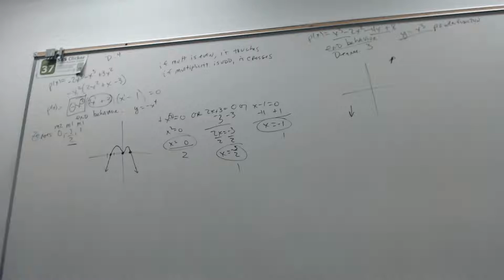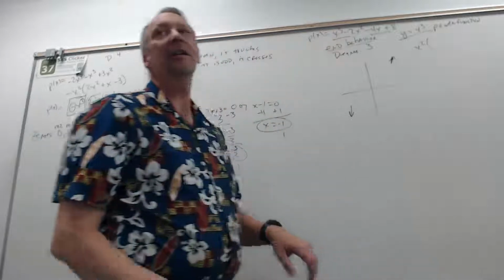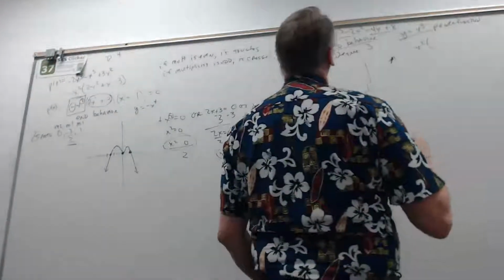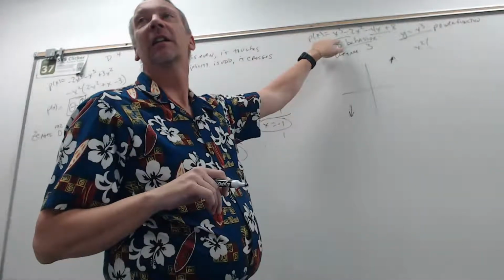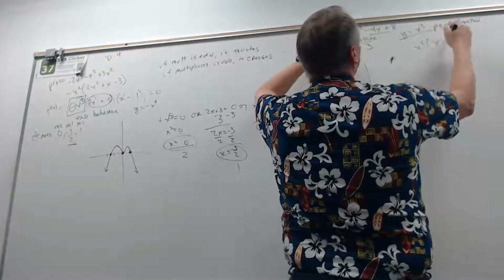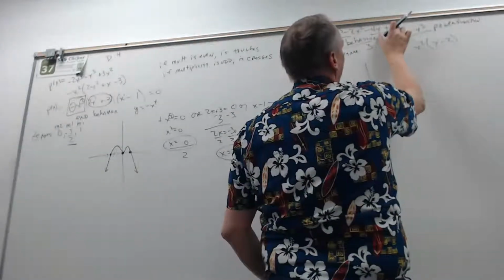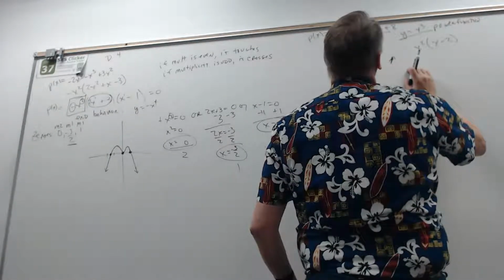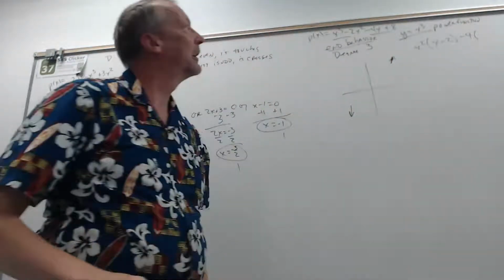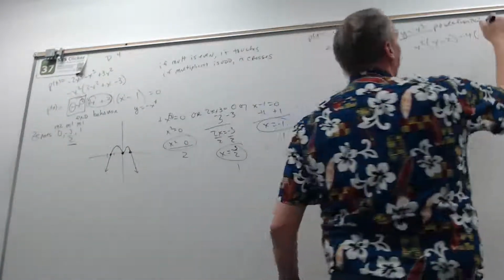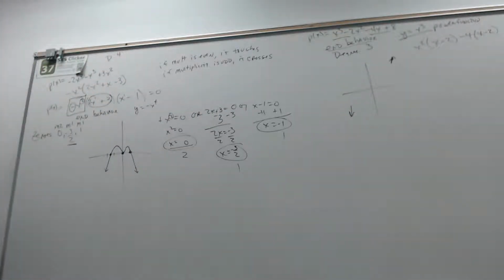Could you factor anything out of the first 2 terms? You could factor out an x squared, right? And you would be left with x minus 2. Okay? All right, what can you factor out of these 2 terms? A negative 4, and you're left with x minus 2.